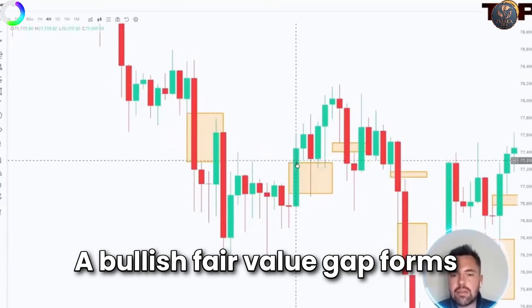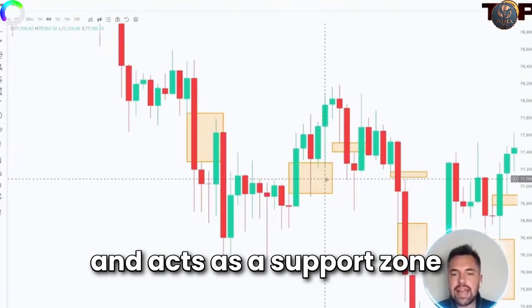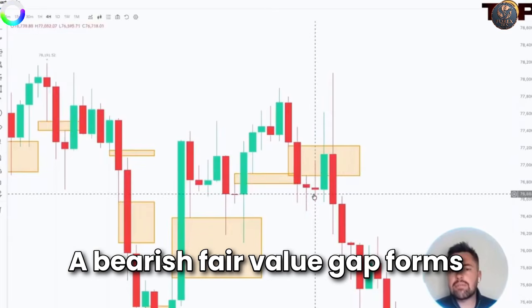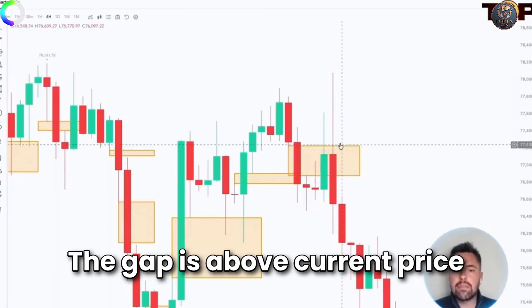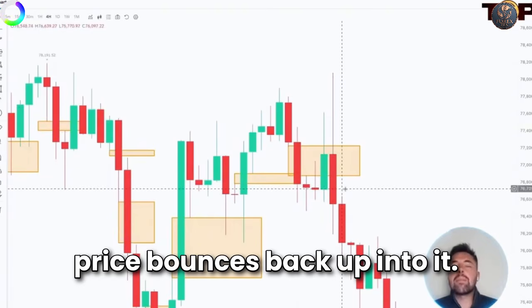A bullish fair value gap forms during a strong upward move. The gap is below current price and acts as a support zone if price pulls back into it. A bearish fair value gap forms during a strong downward move. The gap is above current price and acts as a resistance zone if price bounces back up into it.